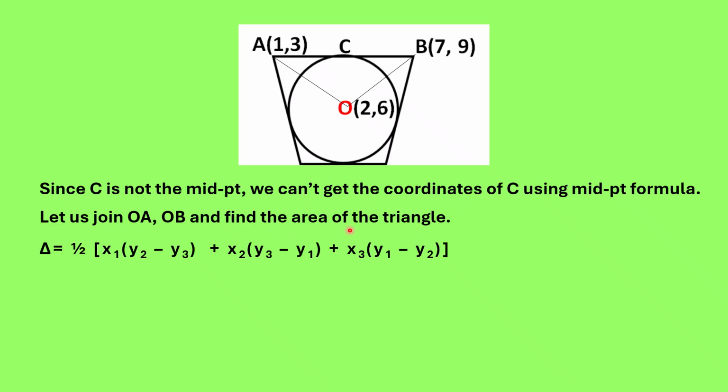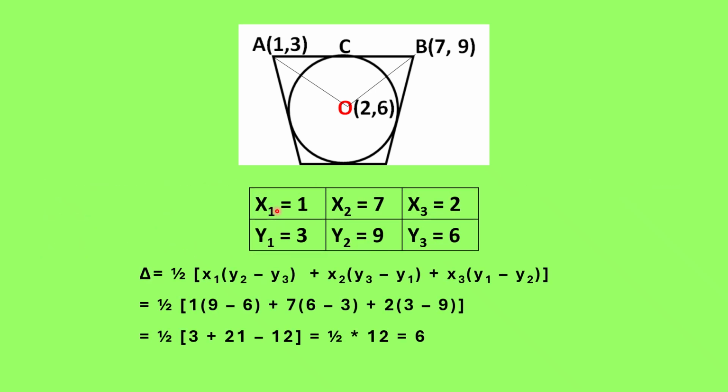In coordinate geometry, the area of the triangle is given by half of x1 into y2 minus y3 plus x2 into y3 minus y1 plus x3 into y1 minus y2. So using this coordinate geometry formula, let us find the area of the triangle OAB. For convenience, we have written the coordinates x1, x2, x3, y1, y2, y3 as a table.